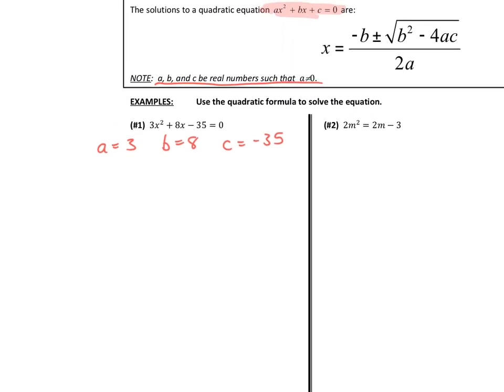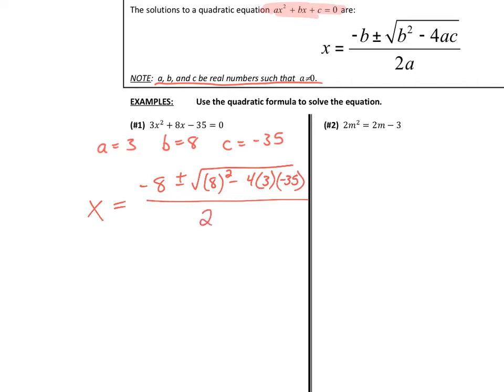And now we got to use our equation, so I'll scroll up so you can see it. So x equals negative b. Negative b is the opposite of b, so the opposite of 8 is negative 8. Plus or minus the square root of b squared, so it's 8 squared, minus 4 times a times c. So 8 squared minus 4 times 3 times negative 35. On the bottom, it's 2 times a, so 2 times 3.